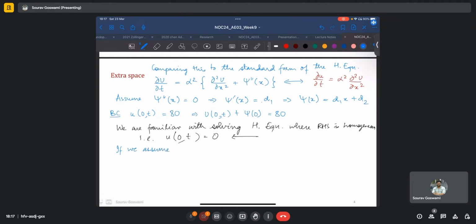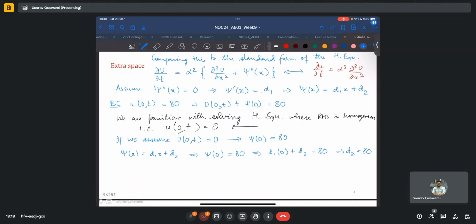and this is just for the sake of convenience because then we can reduce it to a problem whose solution we already know. So if we assume that U at 0 comma t is 0, this will imply that φ at 0 is 80, and we already know what φ is like, so φ of x is some d1x plus d2. So φ at 0 equals 80 implies d2 is 80.